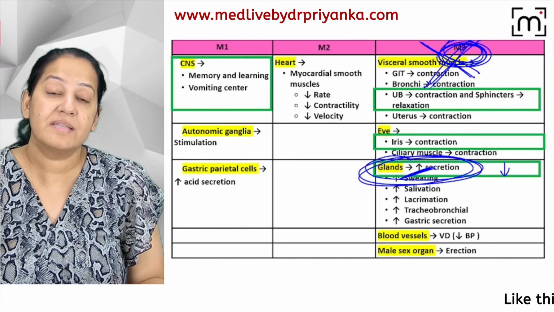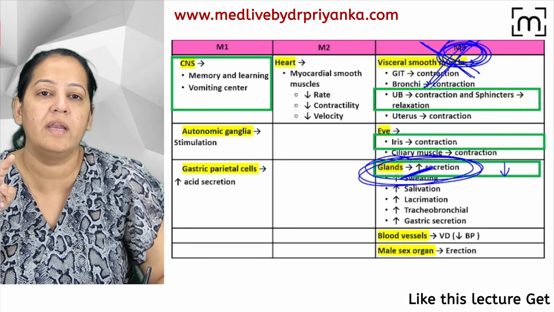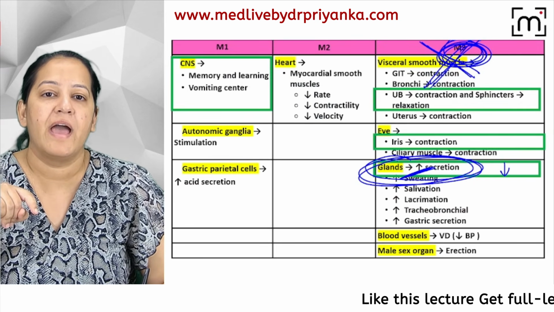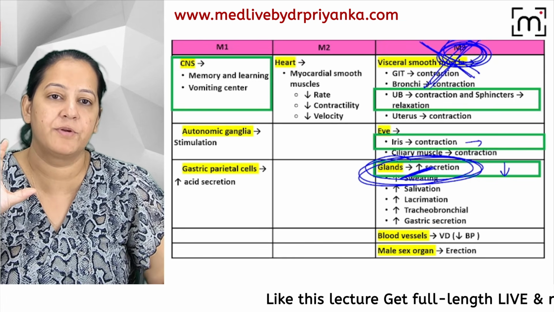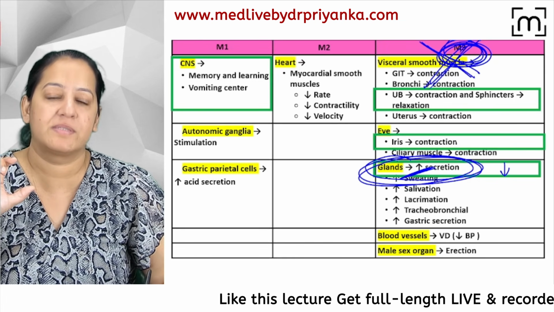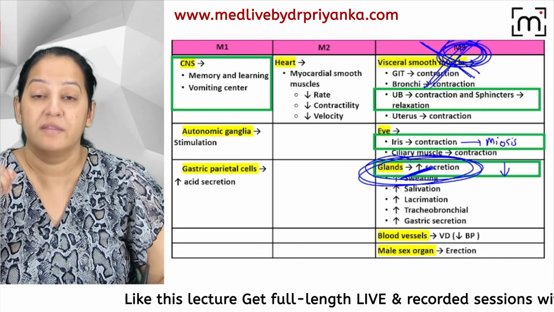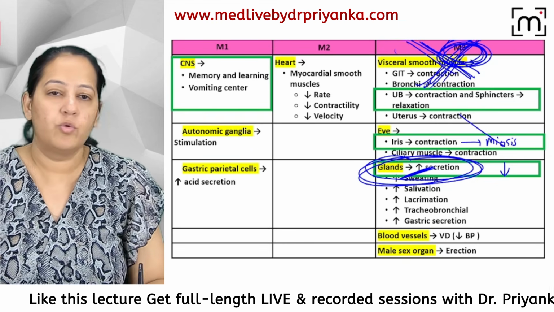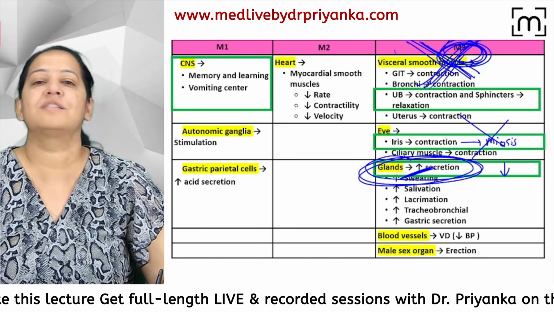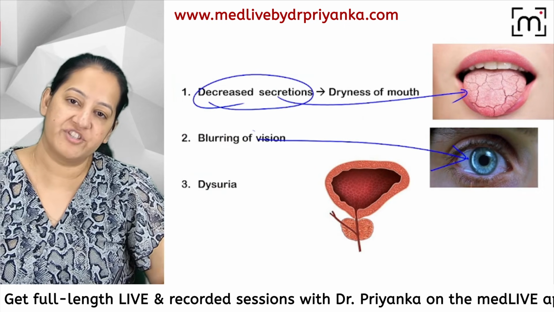What does acetylcholine produce on the eye? Acetylcholine produces miosis. Our drug, H1 antihistaminic, is blocking the M3 receptor. So no miosis. The opposite of miosis is passive mydriasis. So it will produce passive mydriasis, leading to blurring of vision.